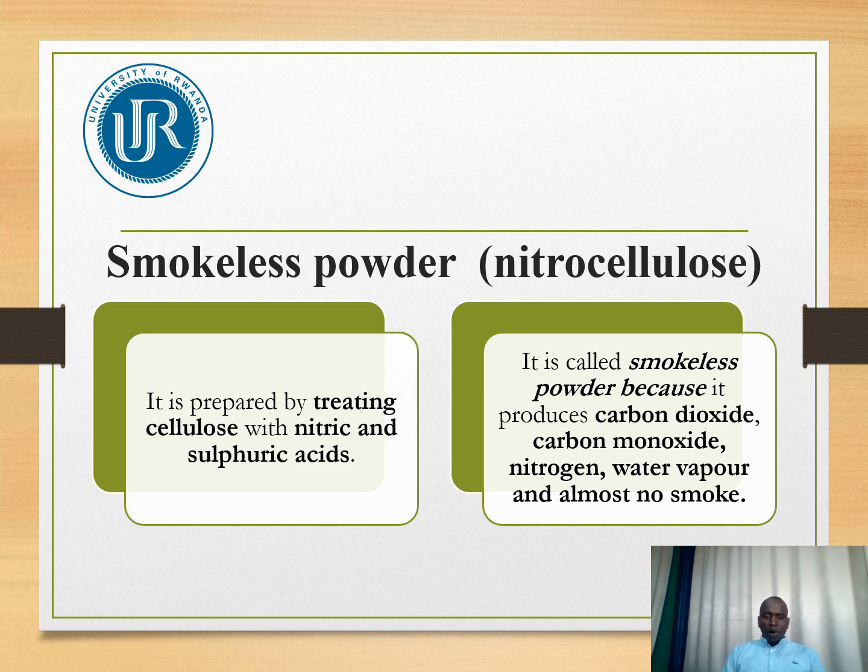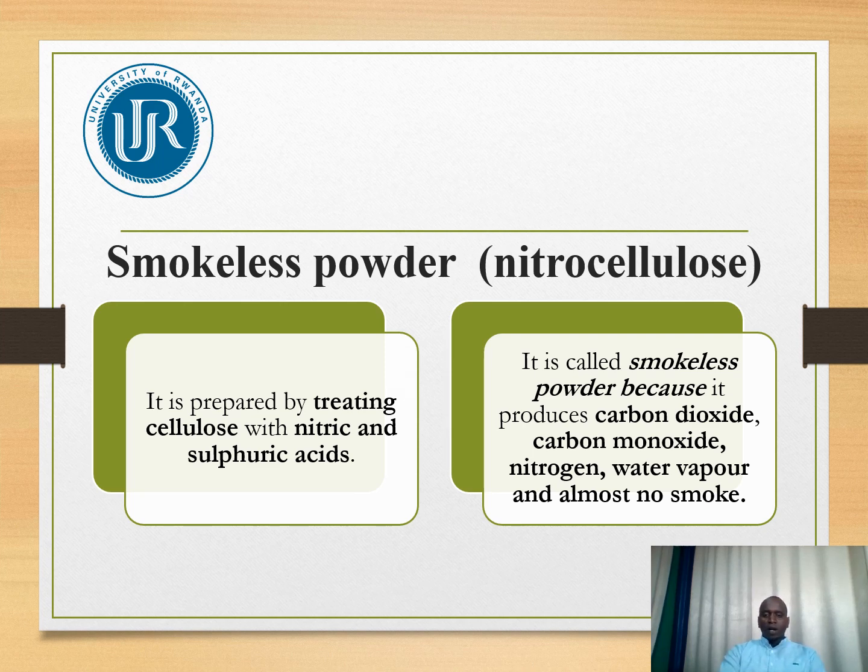Smokeless powder, which is a nitrocellulose, is prepared by treating cellulose with nitric and sulfuric acid. It is called smokeless powder because it produces carbon dioxide, carbon monoxide, nitrogen, and water vapor, and almost no smoke one can see.